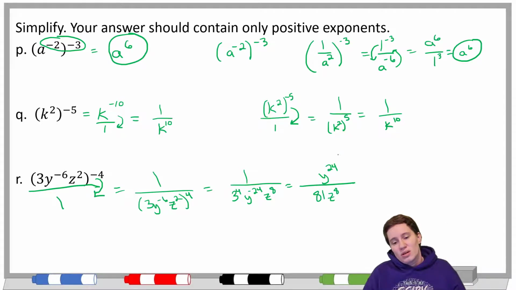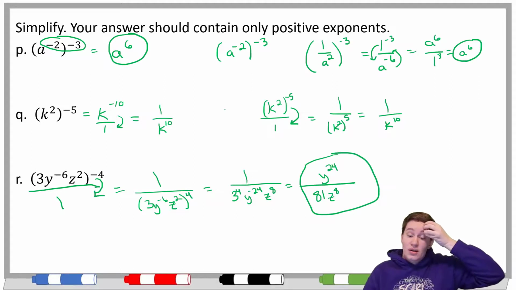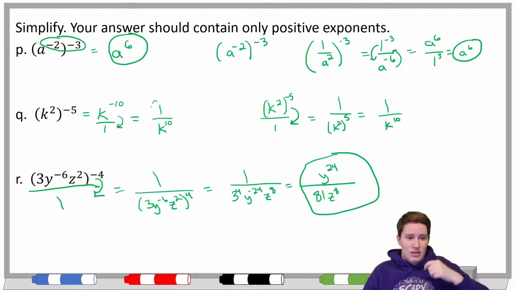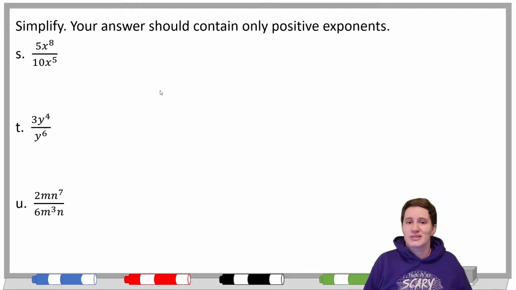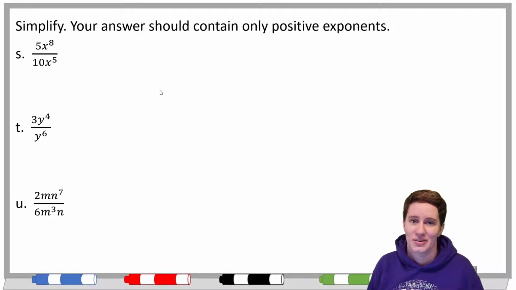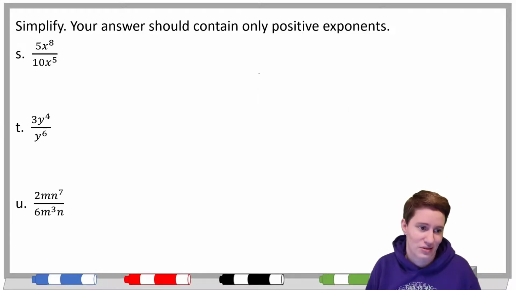So our answer ends up being y to the 24th over 81, z to the 8th. Looking at the order I put these questions in now, I'm a little bit confused about whether or not this is the best order to do them in, but it's fine.